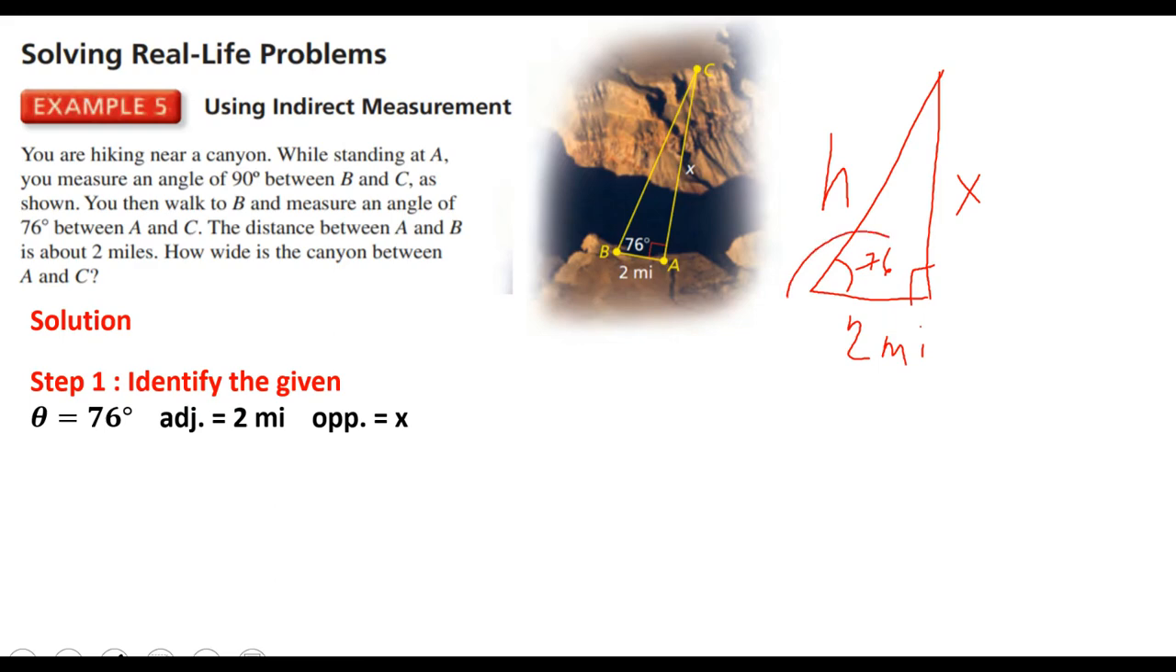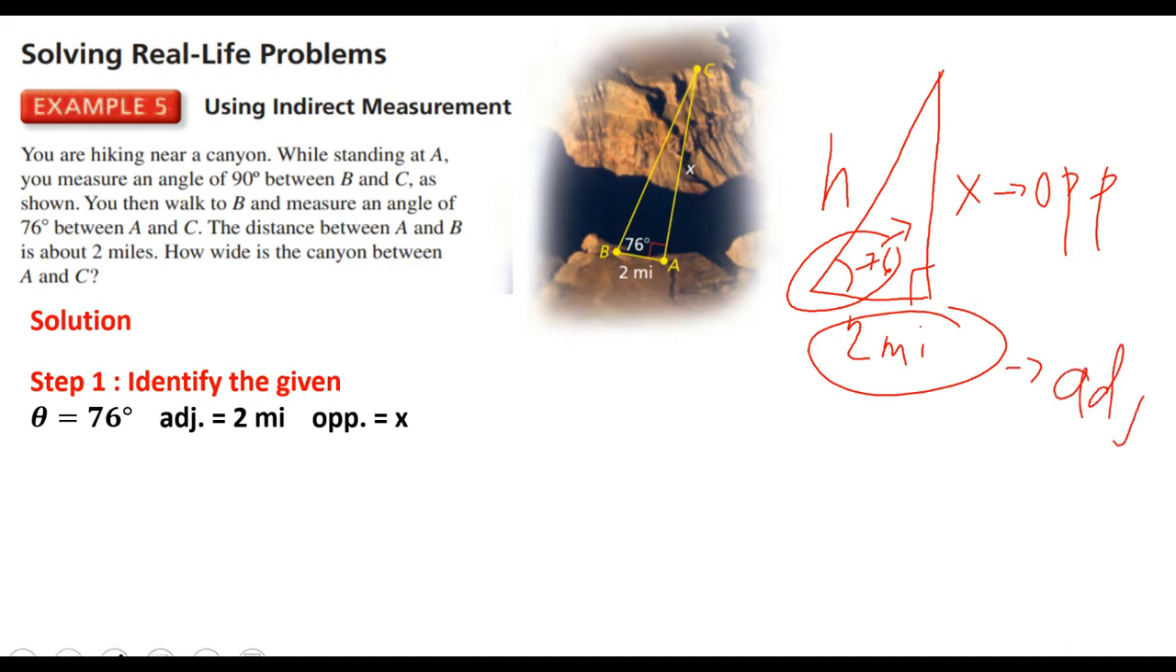Now, this is your reference angle. The side in front of it will always be your opposite. So that's your opposite, and then your 2 miles now will be your adjacent. So 2 miles is the adjacent, and the opposite is the problem.